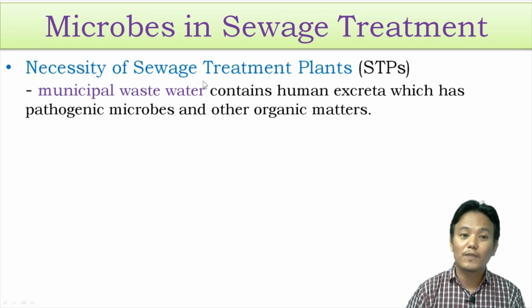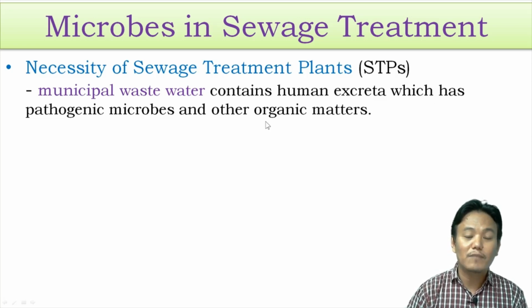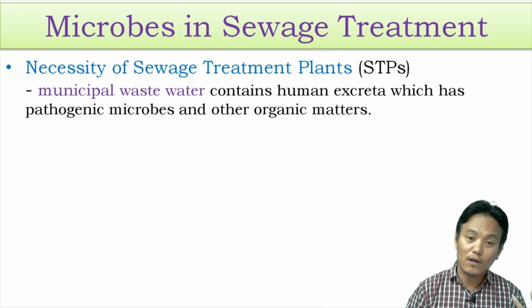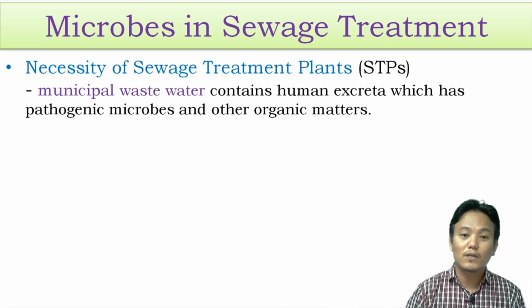Now ideally, sewage or municipal wastewater should not be directly released into natural water bodies because it contains human excreta. Human excreta contains pathogenic microbes and other organic matter. So if we release sewage directly into natural water bodies, it will contaminate and pollute the water, which will make the natural water bodies unusable for future purposes. Therefore, this municipal wastewater or sewage should not be directly released into water bodies. It needs to be treated first.